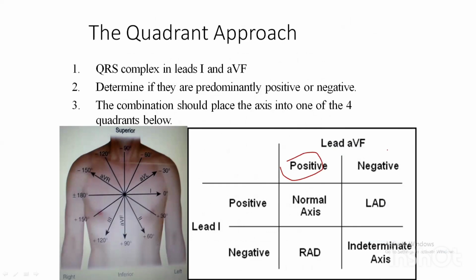Positive and negative. So in lead 1 it is positive and AVF it is negative, it will be left axis deviation. Got my point? And if lead 1 is negative and AVF is positive, it is called right axis deviation.